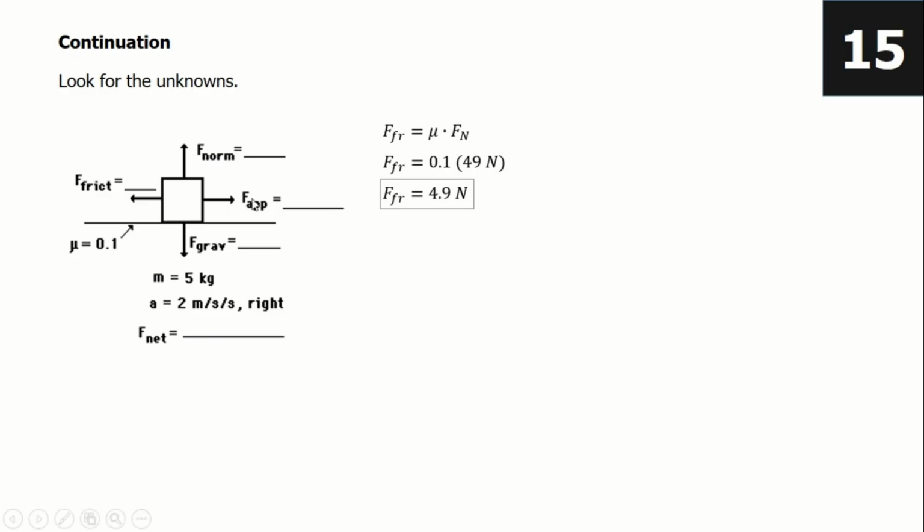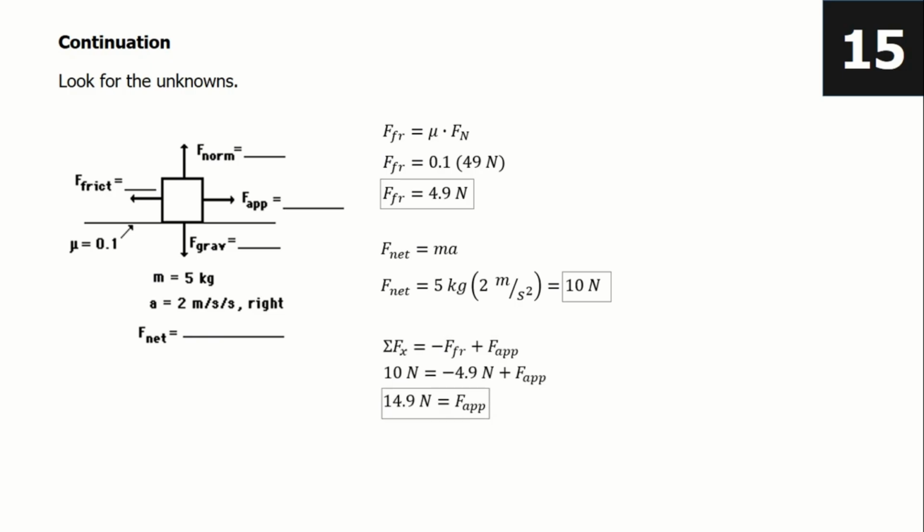There's no way for us to solve for the applied force without first solving for the net force. So solving for the net force, mass times acceleration, 5 times 2 is 10 newtons. Why is that? Because we can already sum the forces now along the x. So the frictional force is negative, and you will add the applied force positive. My net force, I just computed for my net force, which is 10 newtons, equal to my frictional force, which is negative 4.9 Newton. Now, I can solve for the applied force.